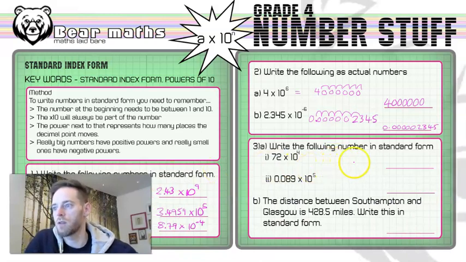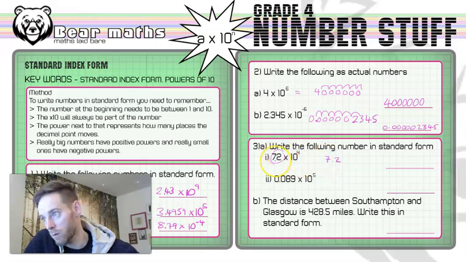So 3A, write the following number in standard form. 72 times 10 to the power 4. At first glance, it looks like it is in standard form, right? But it isn't. This number here, remember, has to be between 1 and 10, and it isn't. It's 72. All right, so we're going to go 7.2. Right, going to take the decimal place and move it back one space.